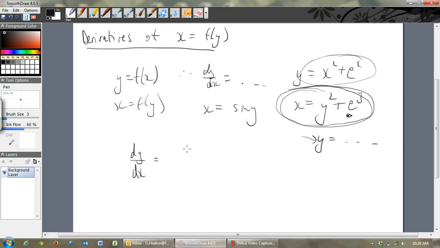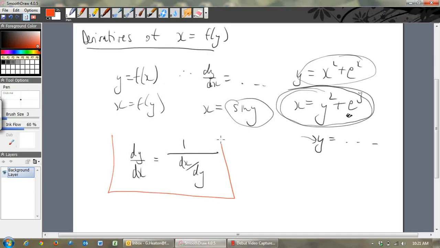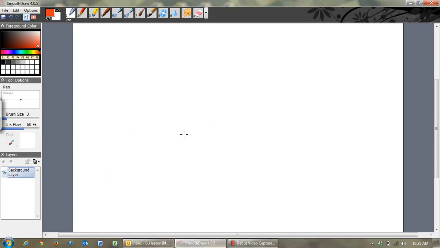So another way to do it, instead of transposing it for y and then taking a derivative, it's more convenient in most cases to say that dy by dx is equal to 1 over dx by dy. In other words, take the derivative of x with respect to y, so it's backwards of what we've been doing, and then flip it upside down, 1 over that. So this is the key ingredient here. Let's jump straight into some examples.